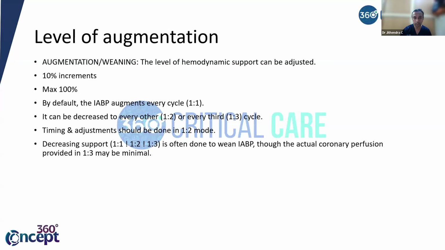Okay. So what does it mean? Sir, you said, what is this augmentation coming down on augmentation? That means, when the support from the machine is less, even then, if the coronary perfusion is good and the heart is doing good, that means that with minimal support also, the heart is doing good. 1:3 is the least support. In that, if he is doing good, that means that the patient can be weaned off from the IABP. So that is what it means.